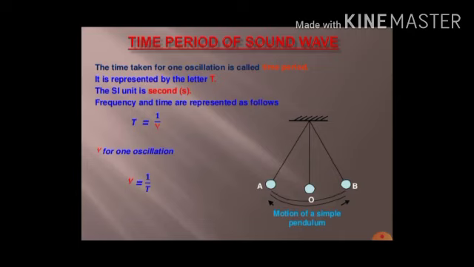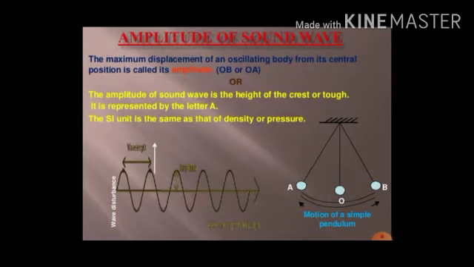The frequency and time period are interrelated, and they are inversely proportional. Time is inversely proportional to frequency, that is T is equal to 1 by nu, or nu is equal to 1 by T. Coming to the third one, amplitude.